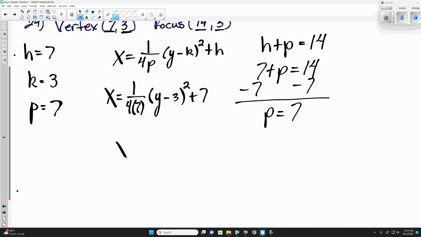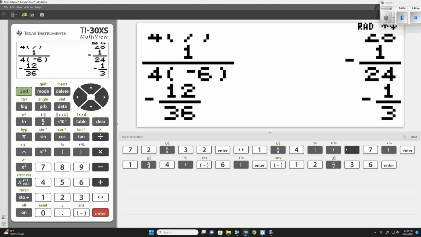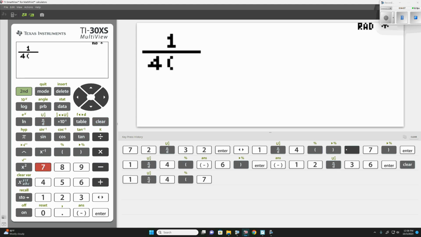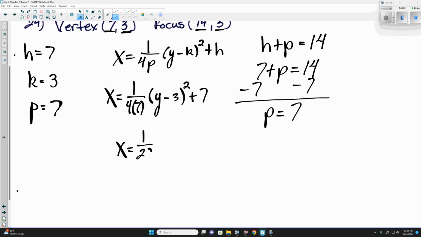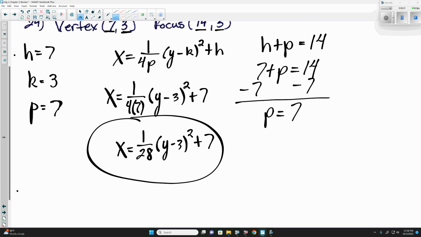Now for this one here, there's only one place where we have something to simplify. That's our 1 over 4 times 7. Well, we could plug that into the calculator, 1 over 4 times 7, which is 1/28. None of the rest of it changes because we don't have a negative negative, minus a negative, or plus a negative, so the signs do not change. Questions on this here?